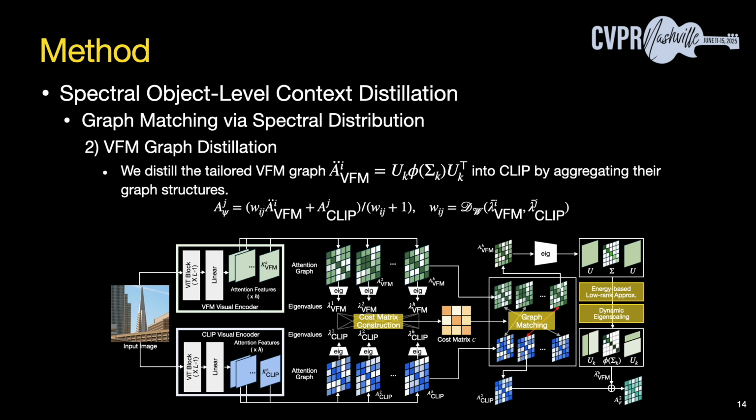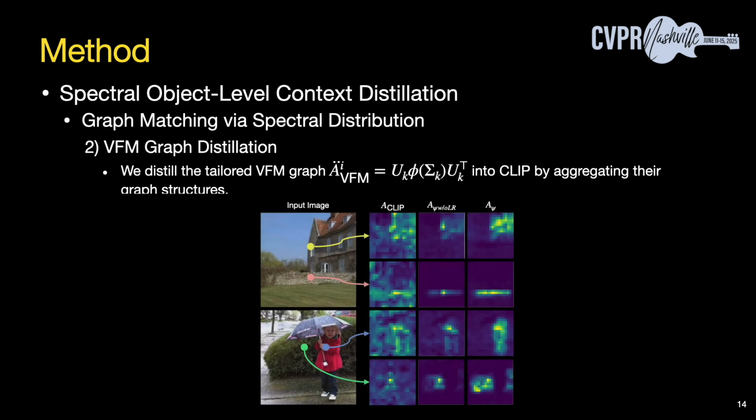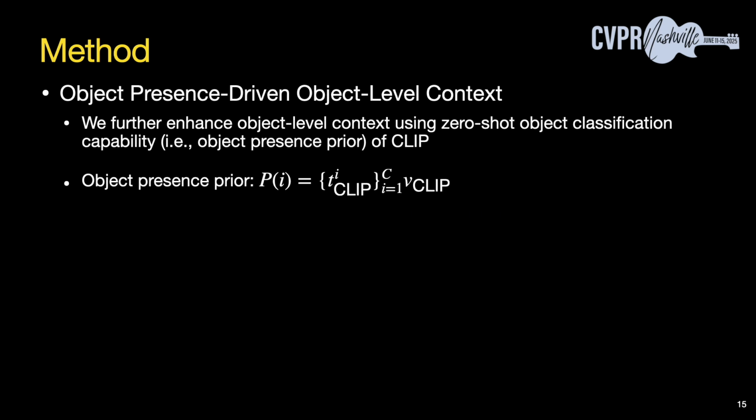During aggregation, spectral distance adaptively assigns higher weights to graphs with complementary structures, while minimizing the influence of similar ones. The figure highlights the effectiveness of our method. The middle column shows the results of aggregating CLIP and VFM without transformation, failing to capture the entire object. In contrast, the right column demonstrates our approach, achieving strong intra-object coherence. The spectral object-level context distillation enables precise object mask generation.